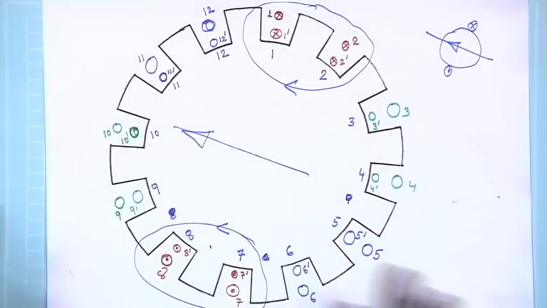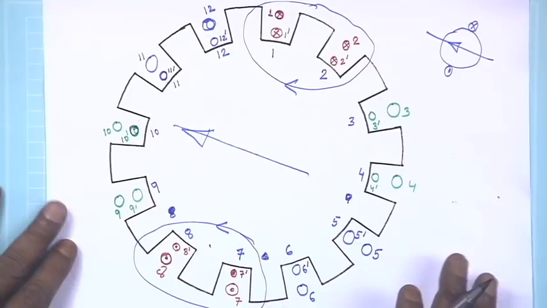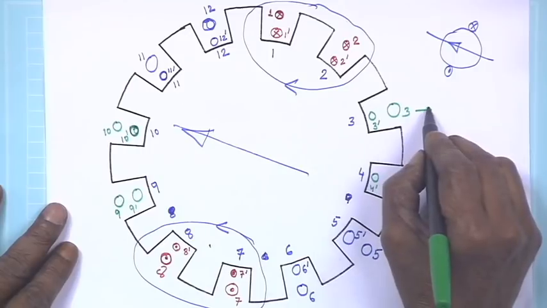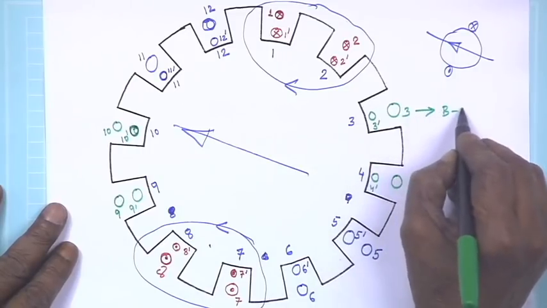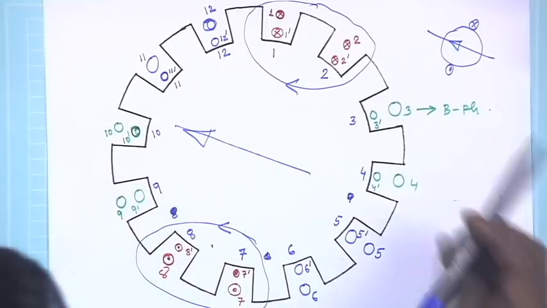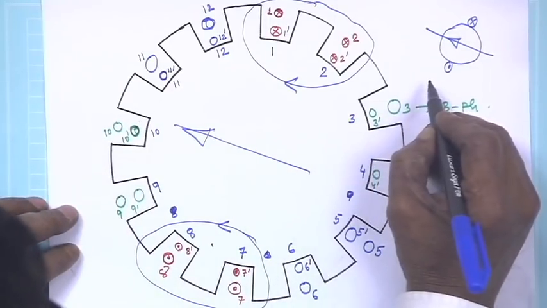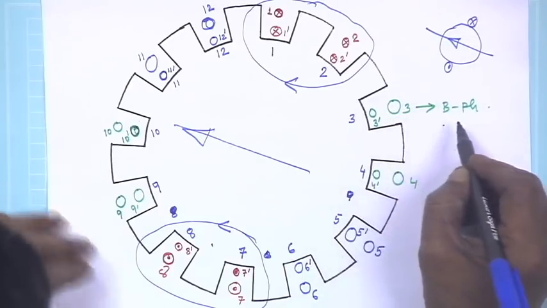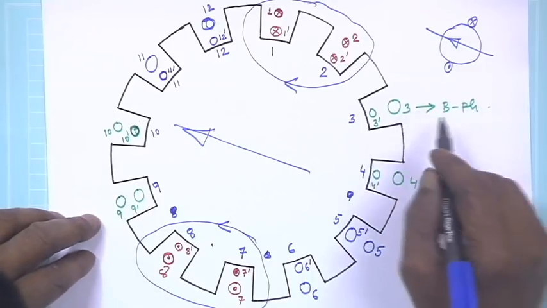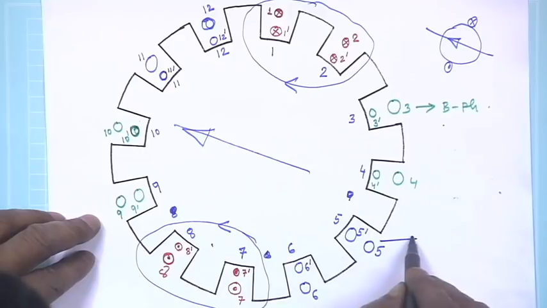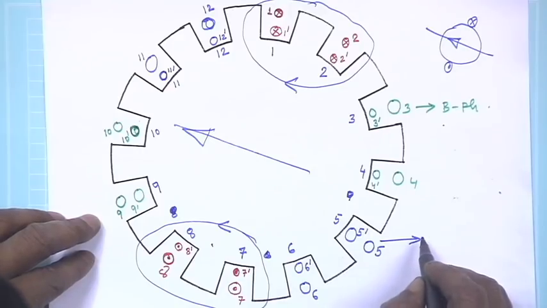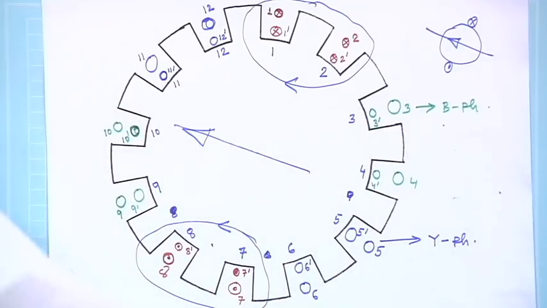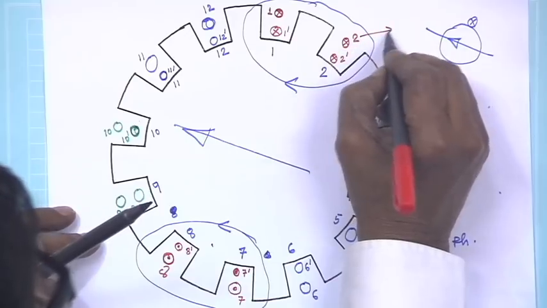And you see everything is fine. Now, the winding is complete. Therefore, you see, as I was telling you, this green color is B phase, and blue color is your Y phase, and red color is the red phase.